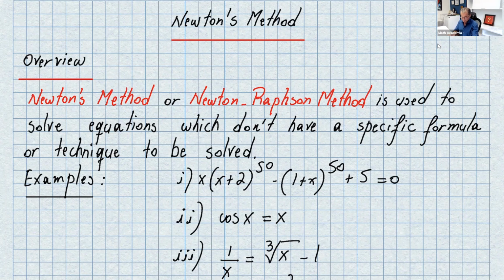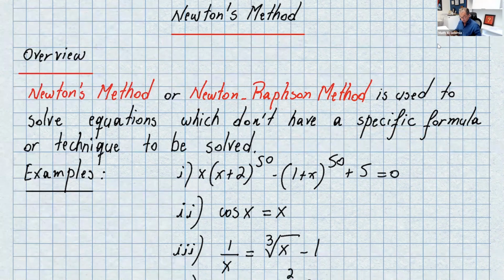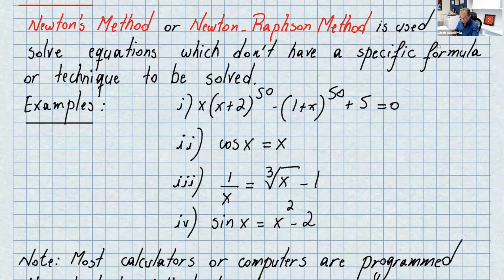Newton's method, or sometimes we call it the Newton-Raphson method, is used to solve equations which don't have a specific formula or technique to be solved. These are more complicated equations, like for example x times (x plus 2) to the 50th power minus 1 plus x to the 50th power plus 5 equals x. So these are kind of tough equations and no technique has been created to solve that.